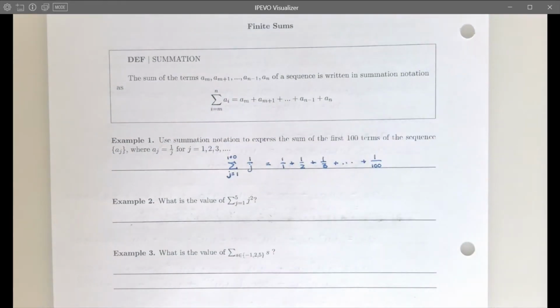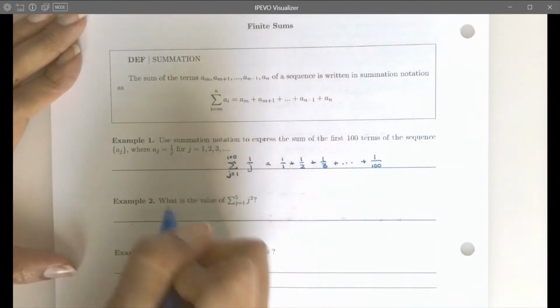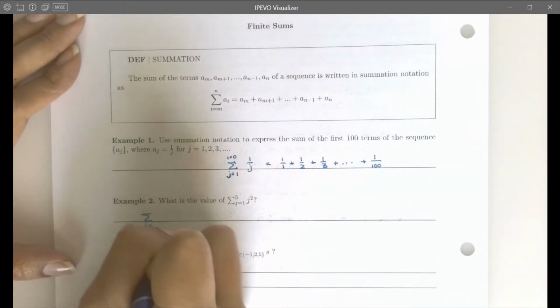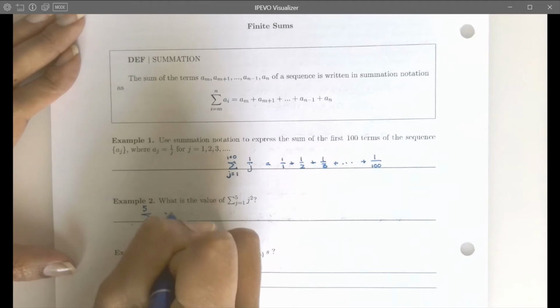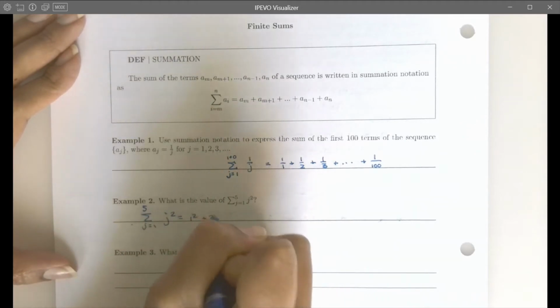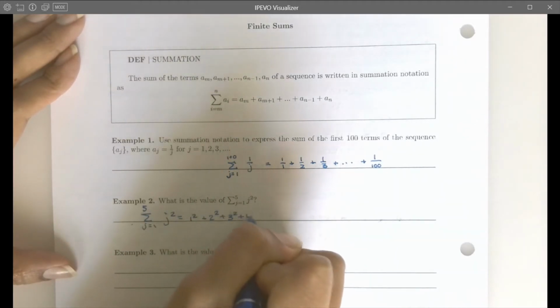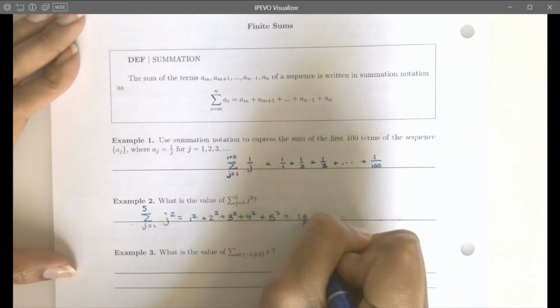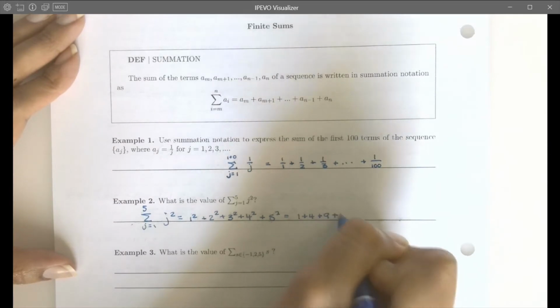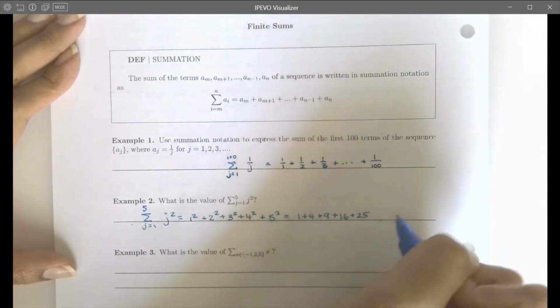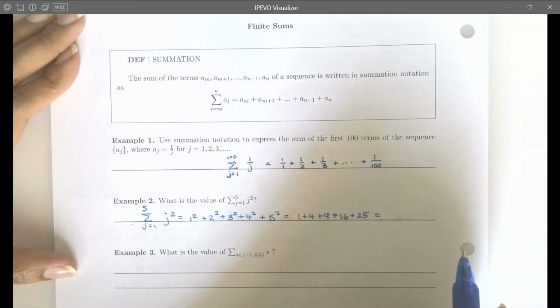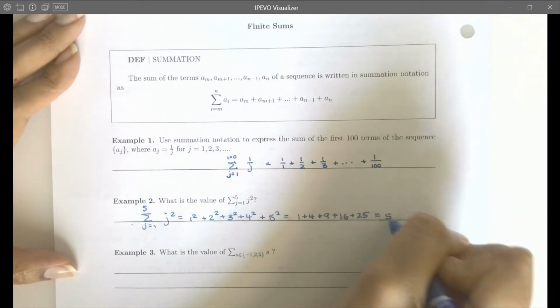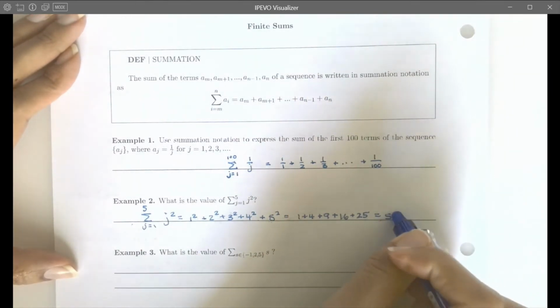For example number 2, they're asking us to evaluate the sum j equals 1 to 5 of j squared. Written explicitly, this becomes 1 squared plus 2 squared plus 3 squared plus 4 squared plus 5 squared, which becomes 1 plus 4 plus 9 plus 16 plus 25, and that is going to give us 55.